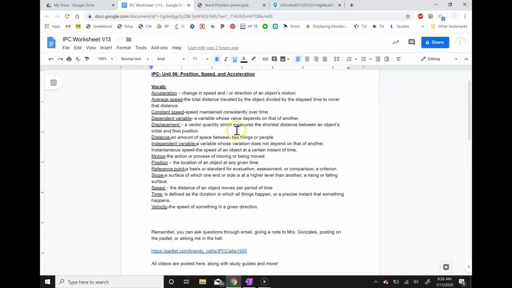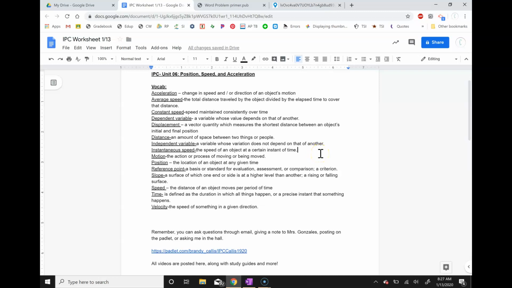Okay, we will go over that. I know that's a complicated definition, but we will go over that a little bit more as we get to working with it. So don't freak out if you don't know what I meant by that. Distance is an amount of space between 2 things or people. Independent variable is a variable whose variation does not depend on that of another. Instantaneous speed. Ooh, I forgot to underline that one. So you can underline that one. Okay. There we go. Instantaneous speed is the speed of an object at a certain time.